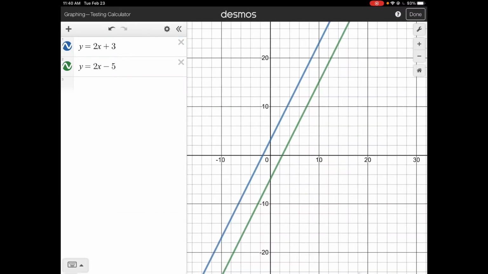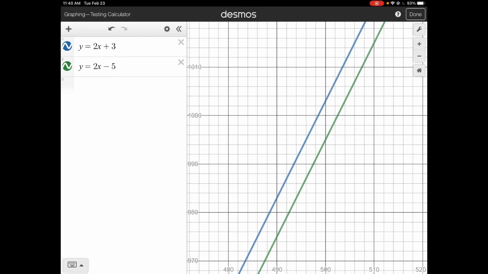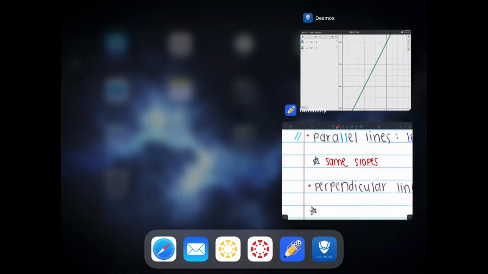And what do you notice about the green and the blue line? They'll never cross each other. If I zoom up all the way over here and zoom in, they'll never cross each other. So if they have the same slope, they will never cross.